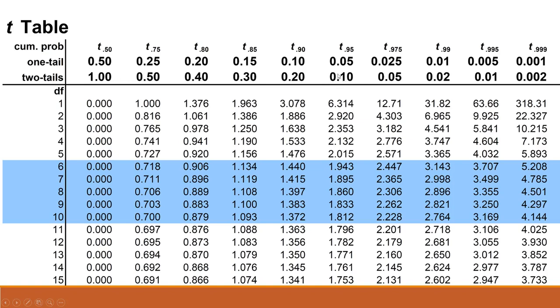Okay, so that means that there's a 10% chance of finding a t-statistic that is greater than this. And so we know that there's less than a 10% chance of finding a t-statistic at least as large as the one that we found, 1.9.